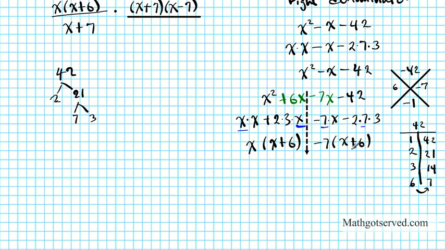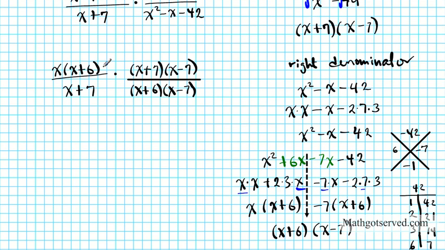Alright? These two quantities are the same, so I factor them together. So x plus 6 times x minus 7. So there goes the factorization of the denominator on the right. Okay? So let's reinsert that back into the equation. So we have x plus 6 times x minus 7. Okay? Now we're going to reduce.